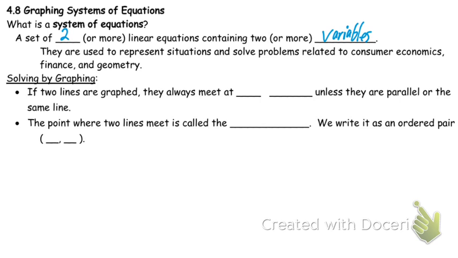Okay. So graphing. If two different lines are graphed, they're always going to meet at one point. Unless they're parallel, right? Because then they never meet. Or if they're the same line, that'd mean they just overlap each other. So the point where they meet is called the intersection.